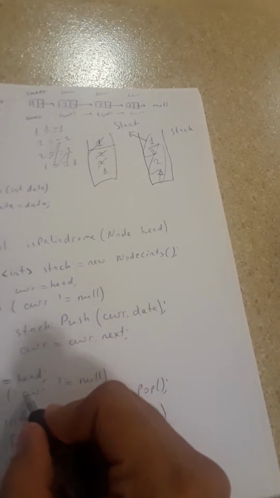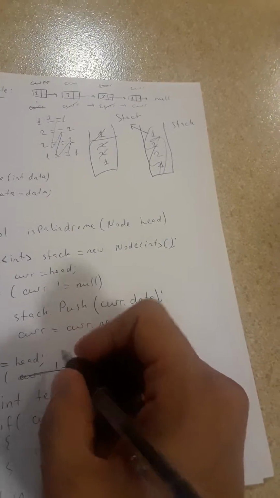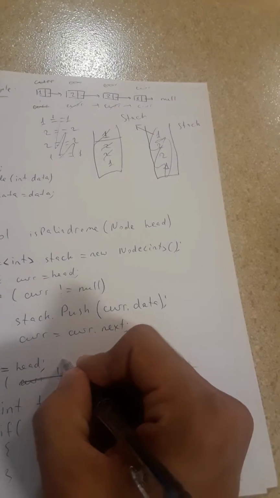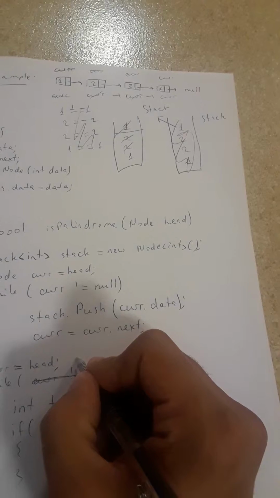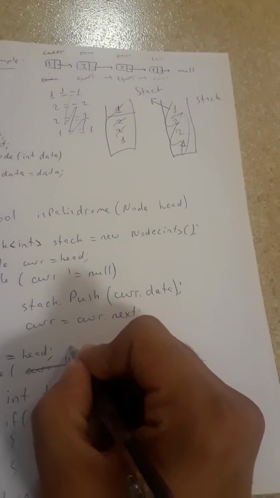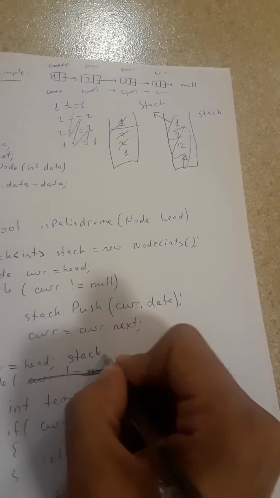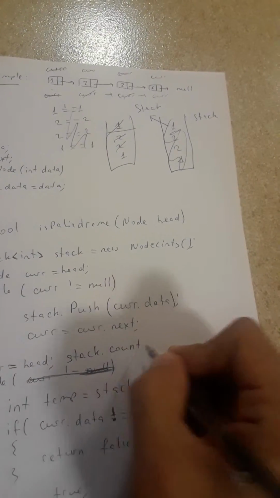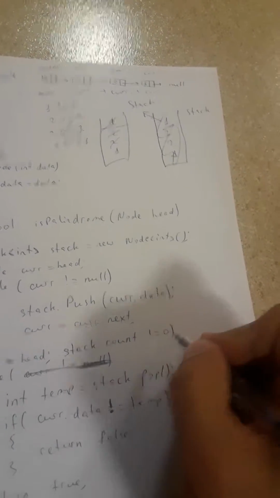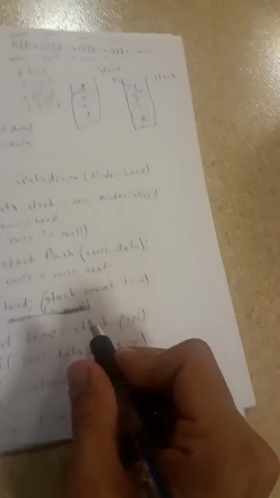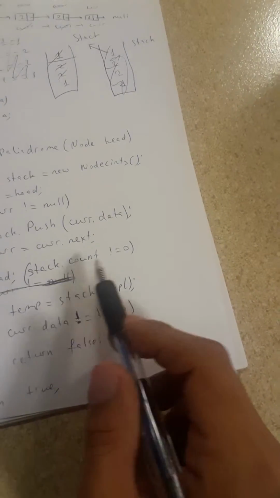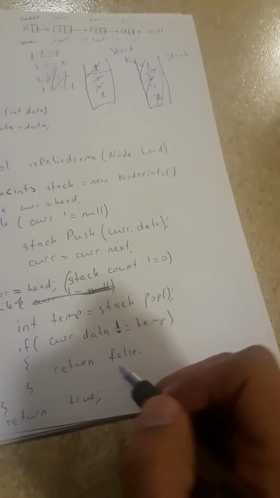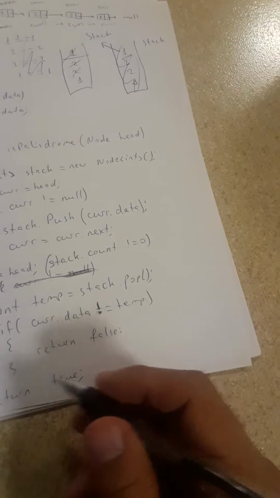Here in our while loop, not until the current, but here I will just need to fix it and say until our stack count is not equal to 0. So our while loop will be running until our stack is not empty. Once it's empty, it will just return true.